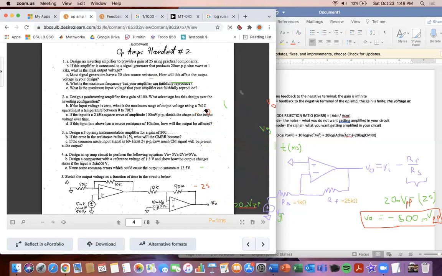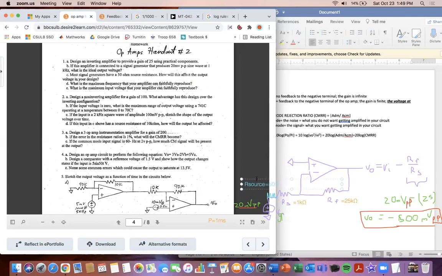And now I'm going to go to part C here. Part C asks, most signal generators have 50 ohms source resistance. How will this affect the output voltage in your design? Okay, so if we have 50 ohms source resistance, we need to add a resistor here with the source. Our source is this VG, so I'm just going to add this source resistor here. I'm going to call this R source. R source is equal to 50 ohms.